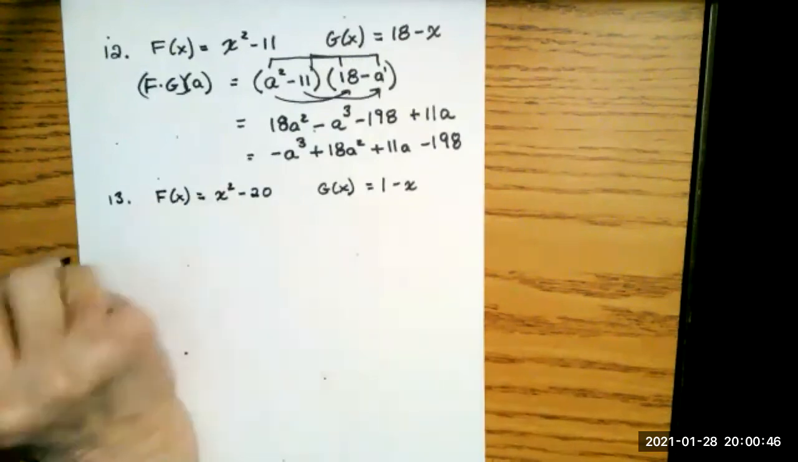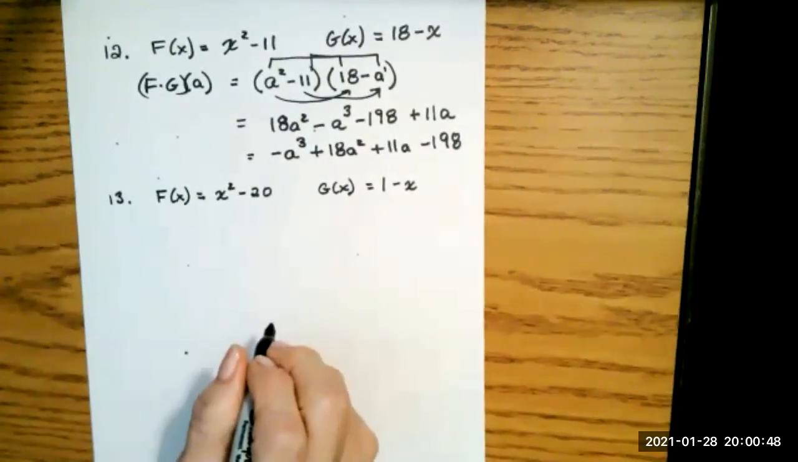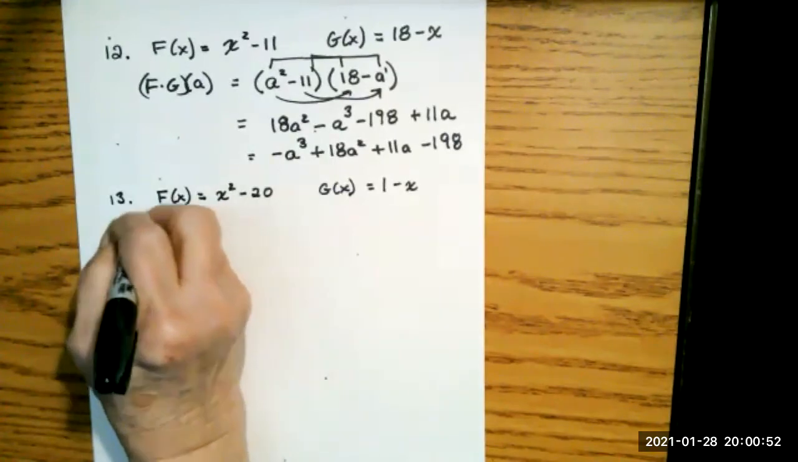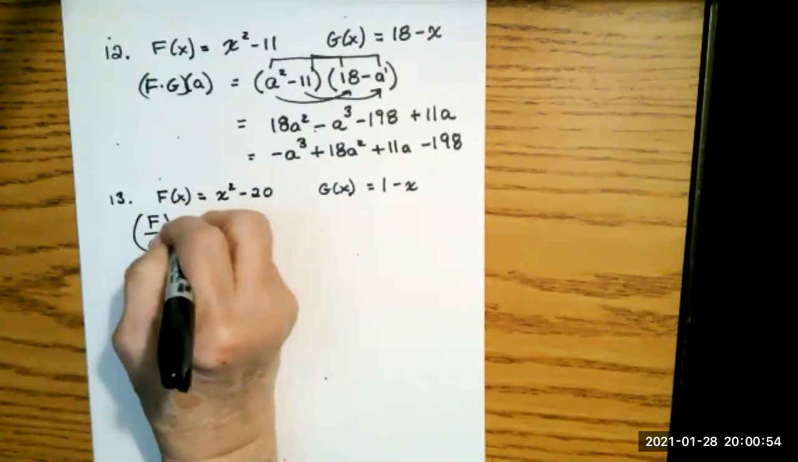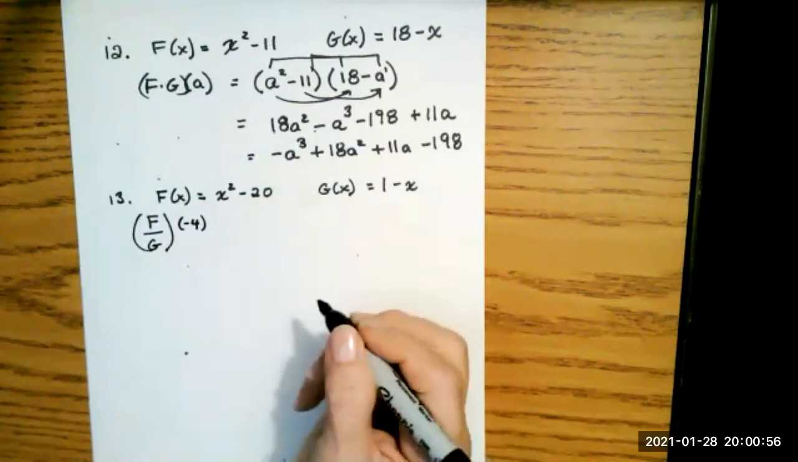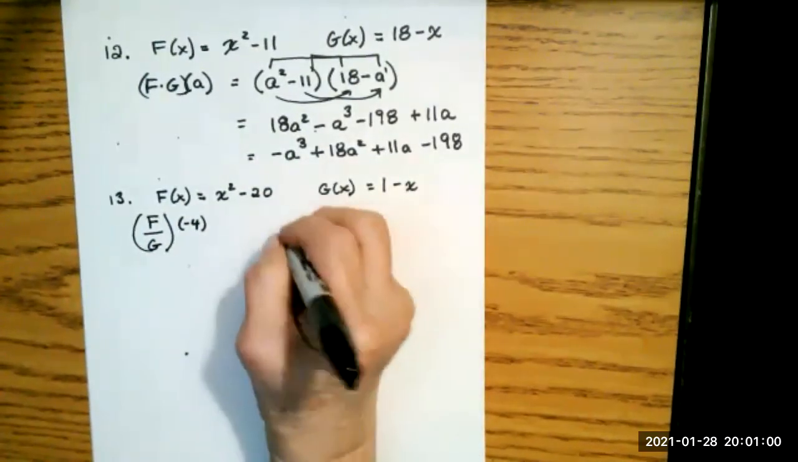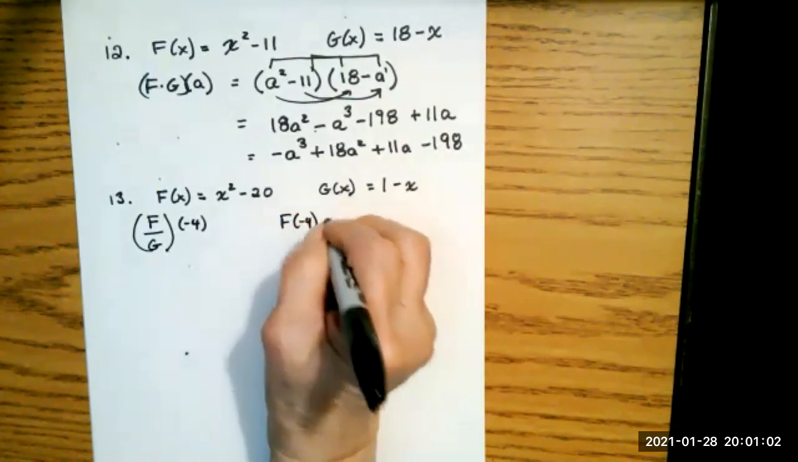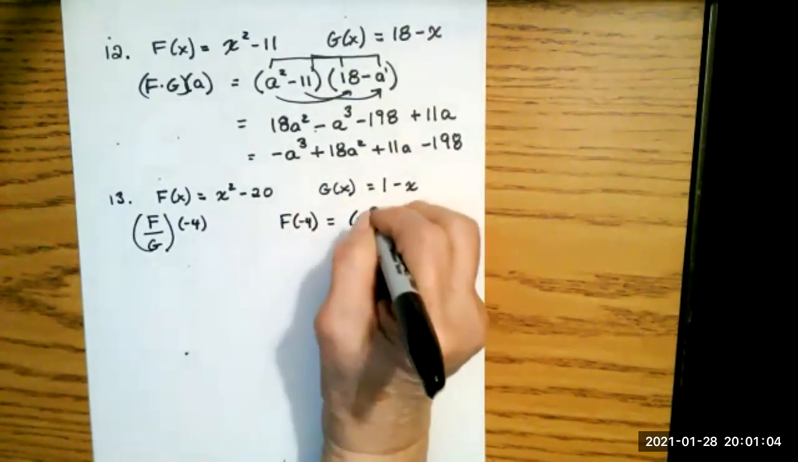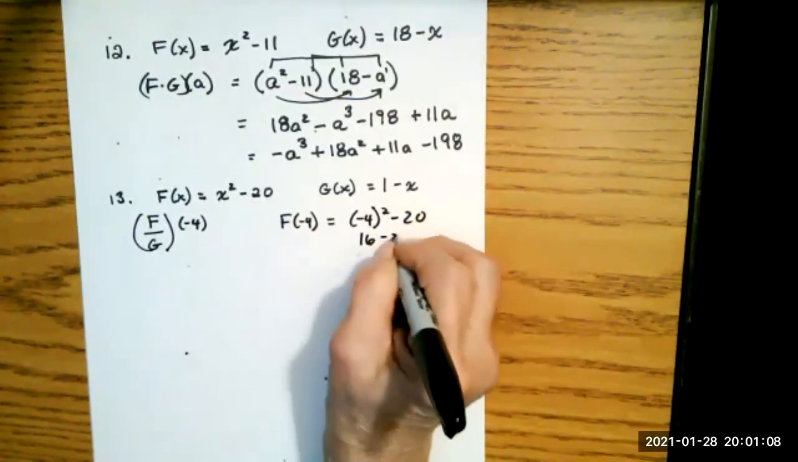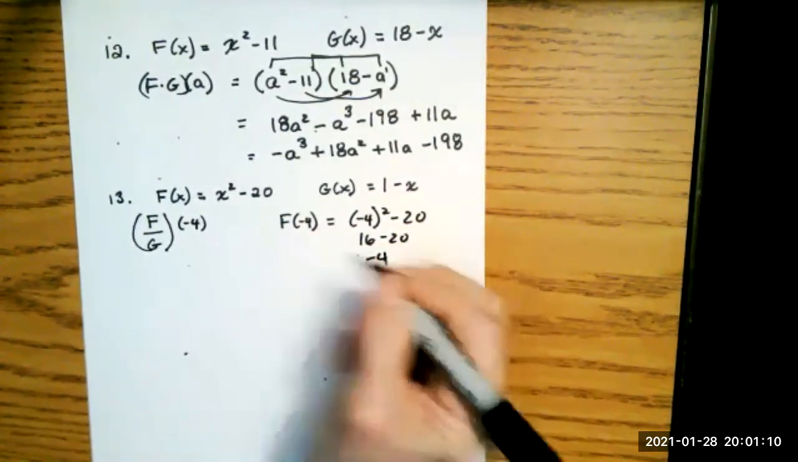You start with the top one, and then you go down. This one's going to be good because this is the first one we've had that's a divided by on this section of our problems. So we want to put in -4, but we want to divide them. So let's put in -4, and we get -4 squared minus 20 would be 16 minus 20, which is -4.